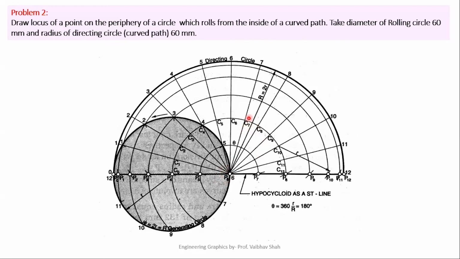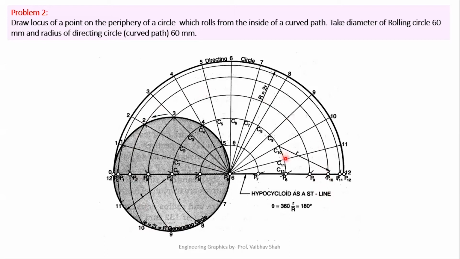Put your rounder at the C7 center and try to cut the circle of 7. So this is the circle of 7. Try to cut this circle at this point P7. Put your rounder at C8 and try to cut the circle of 8, which is this circle. So we will be having this point as P8. Put your rounder at C9 and try to cut this circle of 9 somewhere here. Put your rounder at C10 and try to cut the circle of 10, which is this circle, somewhere here.